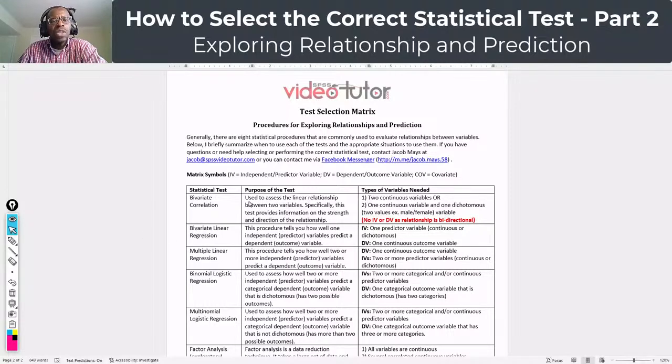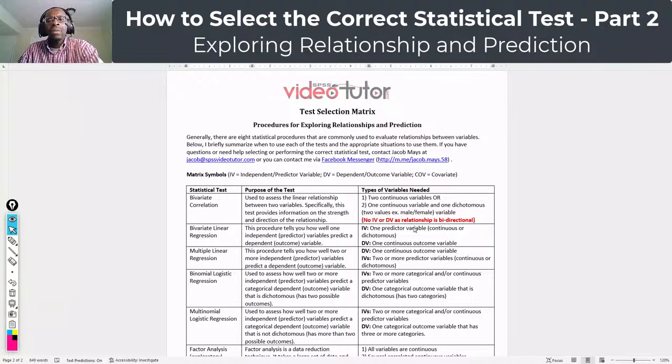This is used when you want to assess the linear relationship between two variables. Specifically, this test provides information on the strength and direction of the relationship. Here's what you need to run this test: 2 continuous variables, or 1 continuous variable and 1 dichotomous variable. Dichotomous means you have a variable that has only 2 options, like male and female, 0, 1. But they have to be coded using numbers.